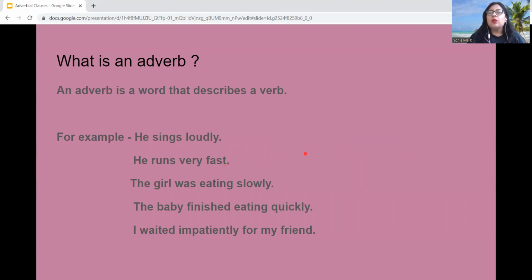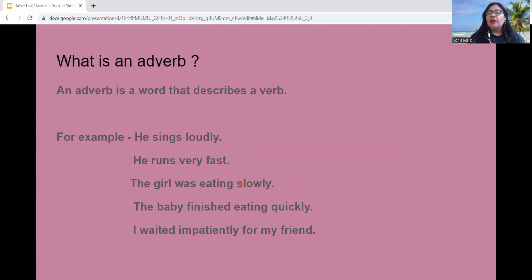An adverb is a word that describes a verb. So what is a verb? A verb is an action. So, he sings loudly. How he sings is the verb, he sings loudly. So we're describing how the verb is happening. He runs very fast. How he runs? Very fast. The girl was eating slowly.